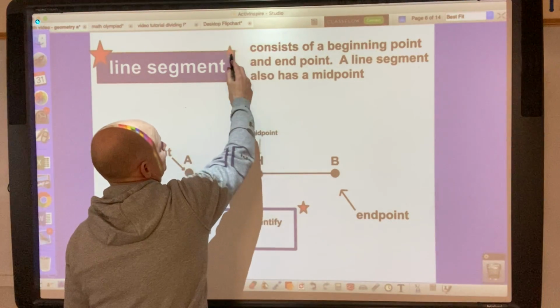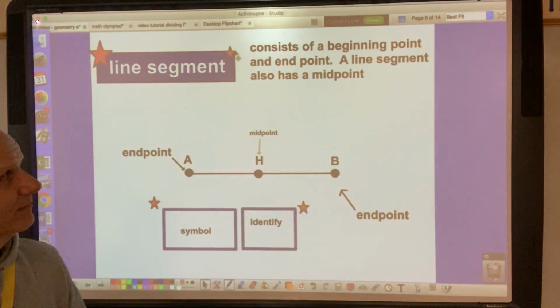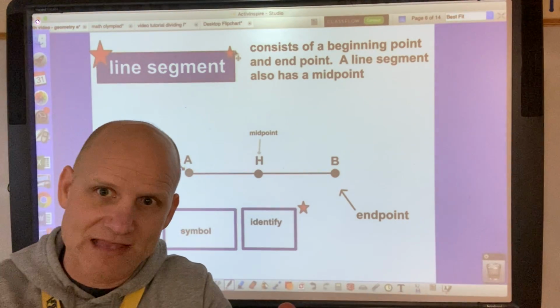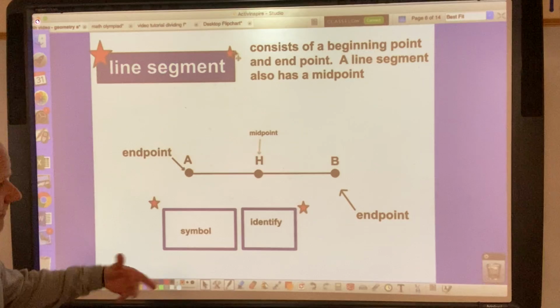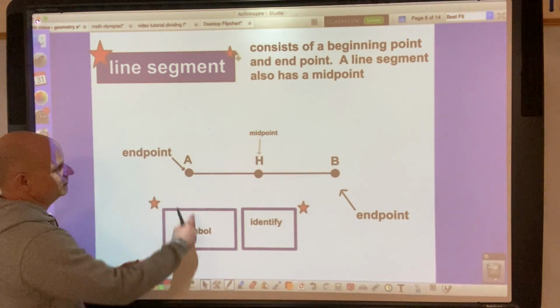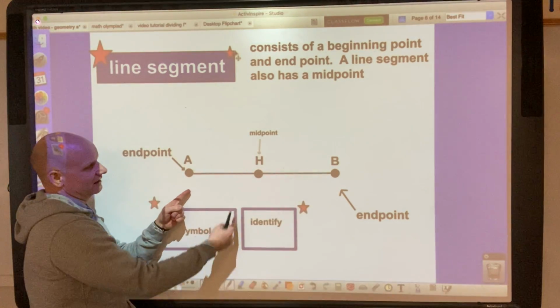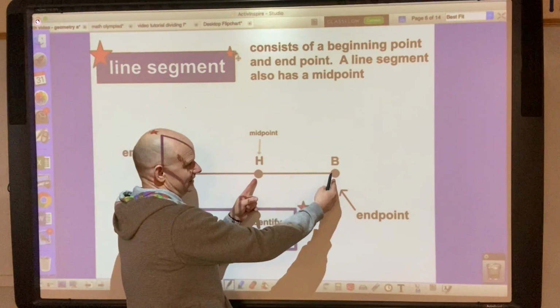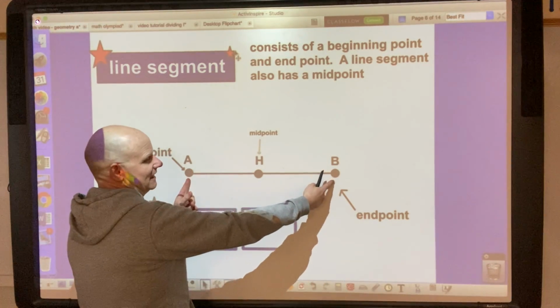A line segment, what do we got here? A line segment consists of a beginning point and an end point. It's a line, but it has a beginning and an end, and it's made up of a bunch of points. So here is a line segment. There's actually a couple. We've got line segment AH, we've got line segment HB, we also have line segment AB.